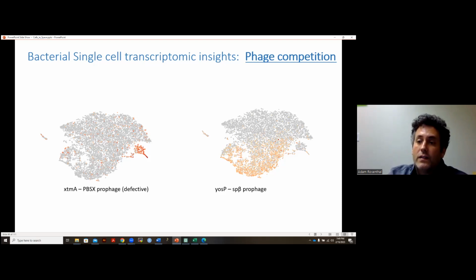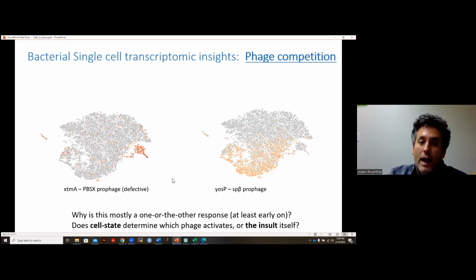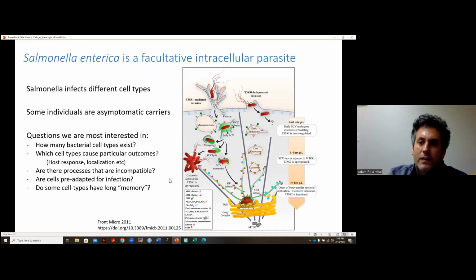And so the other cells are not able to compete. And so maybe that's what happens. This is in Salmonella. So in Salmonella, basically bacteria can get inside of the cell. And Salmonella can infect different cell types. So it can infect macrophages that engulf it, or it can get into these cells by using a type 3 secretion system. These are like tiny little needles that the bacteria make.